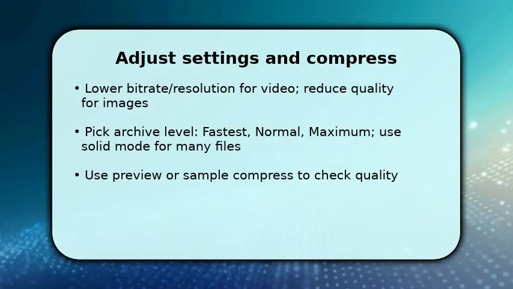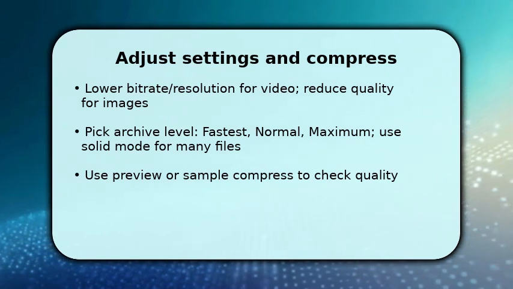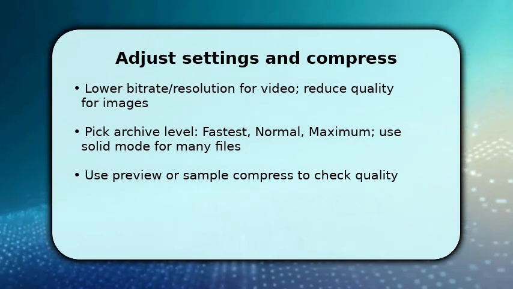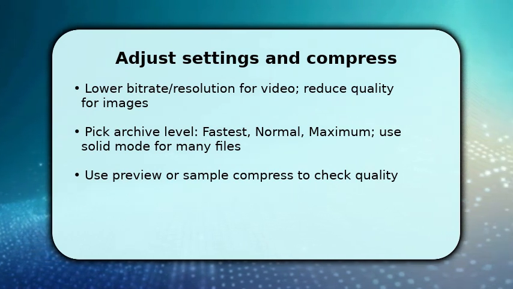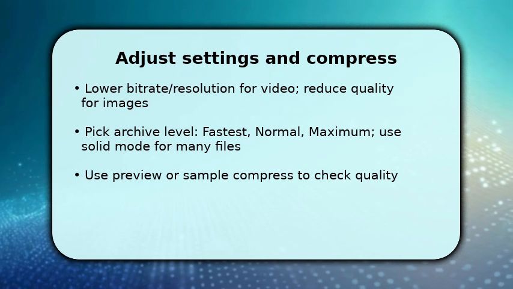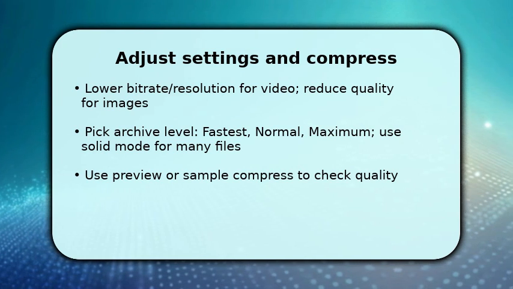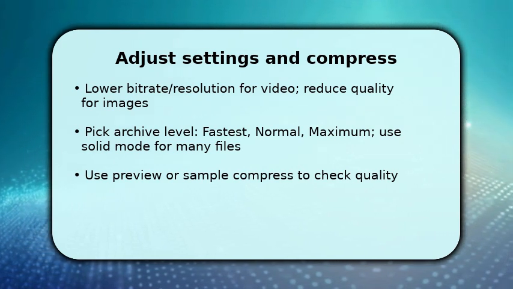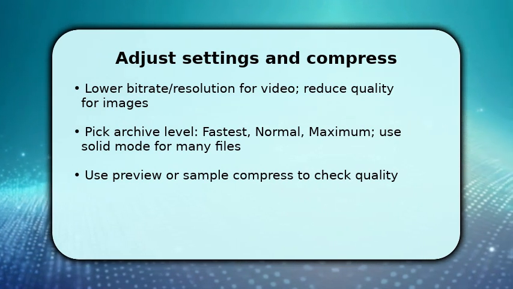Now you execute the middle steps. Adjust resolution, bitrate, or image quality to reach KB ranges. Lowering bitrate or resizing has the biggest impact for videos, while reducing JPEG quality or using WebP works for images. For archives, set compression to maximum or enable solid mode for many small files. That improves ratio. Use a sample compress to preview results and iterate.